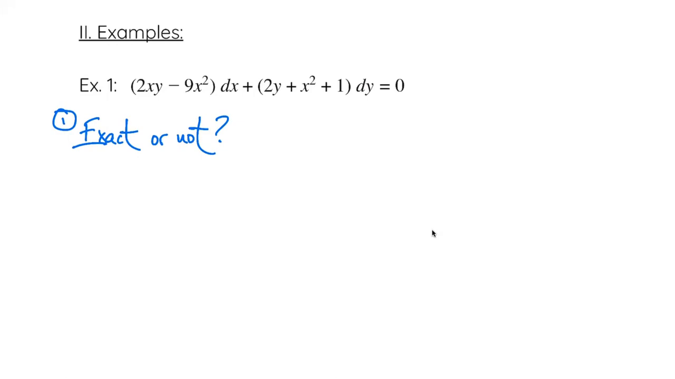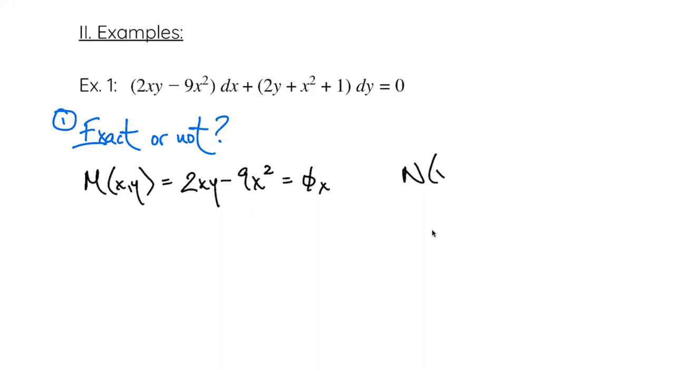We're going to take our M of x,y. We know that equals 2xy minus 9x squared, and we know that this is also equal to phi sub x. And we're going to take the second one, N of x,y, equals 2y plus x squared plus 1, and we know that that is phi sub y.